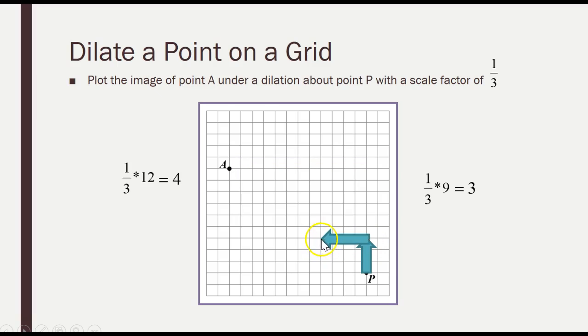So I am going to expect that my image of A, or A prime, is going to be right there. So we scaled it down by a factor of 1/3. And again, if we think about it, when I draw this line connecting A and A prime, it's going to get me right to my center of dilation.